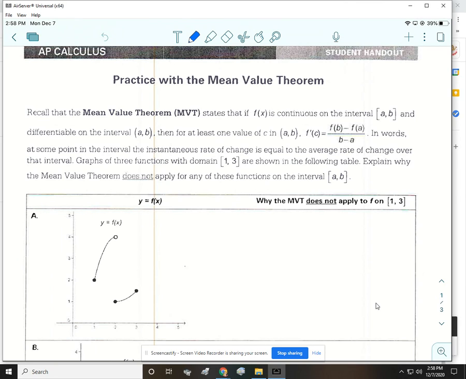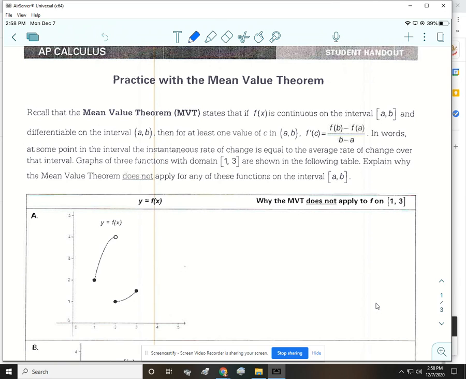x is continuous on the closed interval from a to b and differentiable on the open interval from a to b, then for at least one value of c in the interval from a to b, f prime of c equals f of b minus f of a over b minus a. In other words, at some point in the interval, the instantaneous rate of change is equal to the average rate of change over that interval.